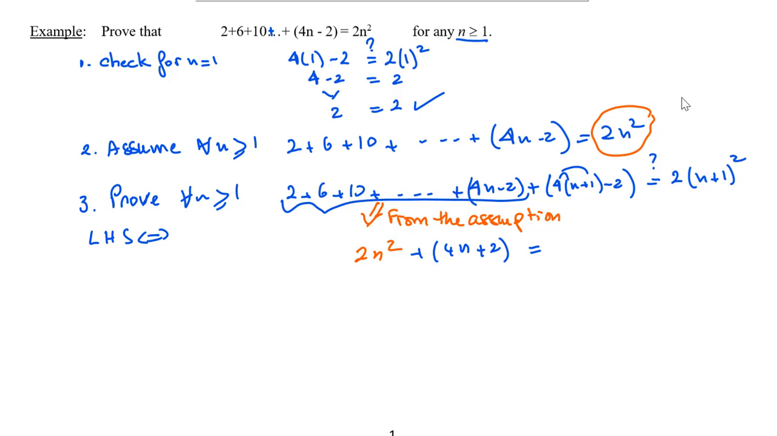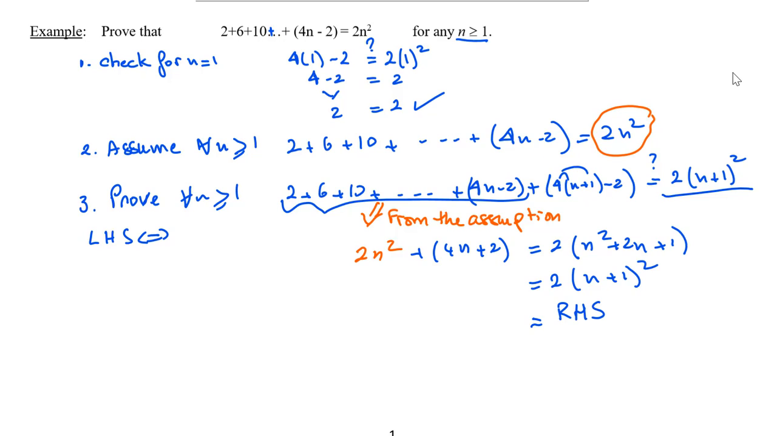What is this left hand side equal? So if I factor the 2 out, it's gonna be 2 times n squared plus 2n plus 1, which is equal to 2 times n plus 1 quantity squared. I just factor n squared plus 2n plus 1. Now what do I have? This is equal to the right hand side. That's what I need, the right hand side.